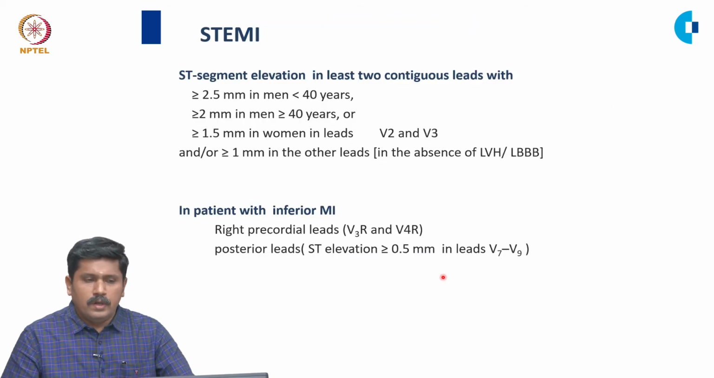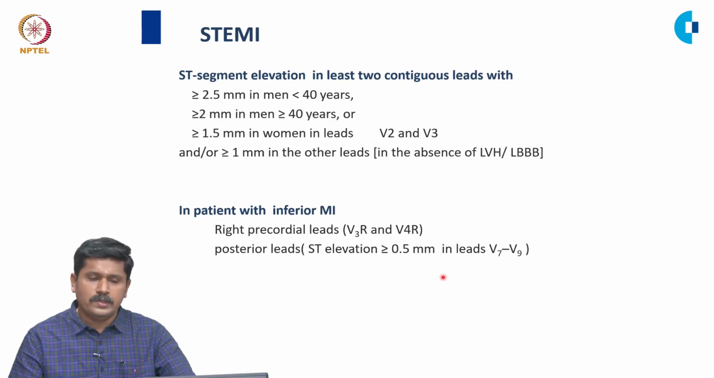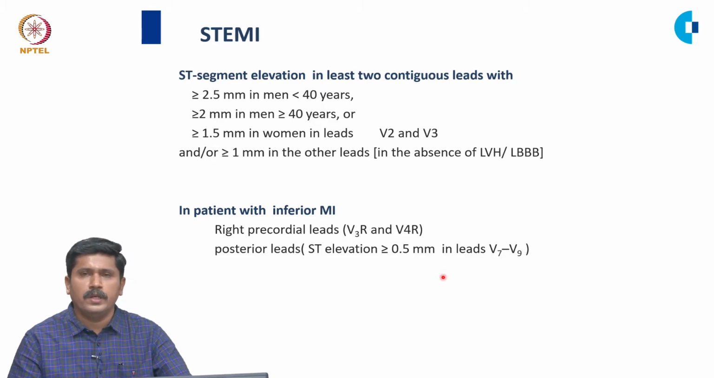Coming to the ECG manifestations in a patient with an ST elevation MI. So, how to diagnose an ST elevation MI with the help of an ECG? Any ST segment elevation in at least 2 contiguous leads indicates the presence of an ST elevation MI. But in V2 and V3, there can be a normal J point or ST segment elevation which varies depending upon the age and the sex of the patient.